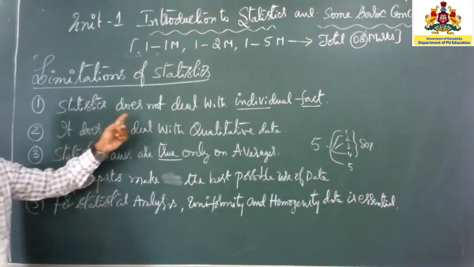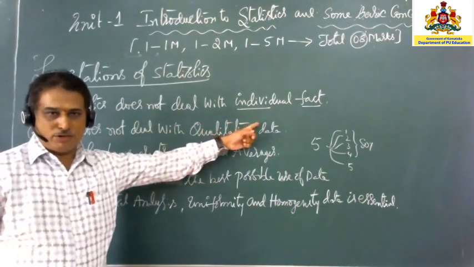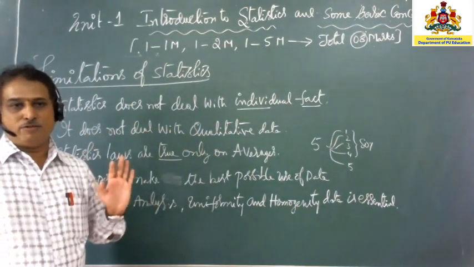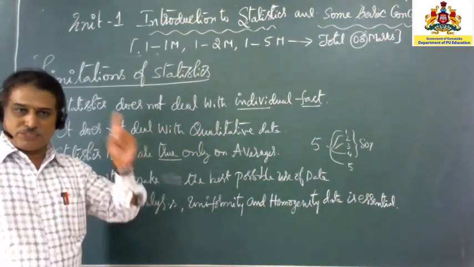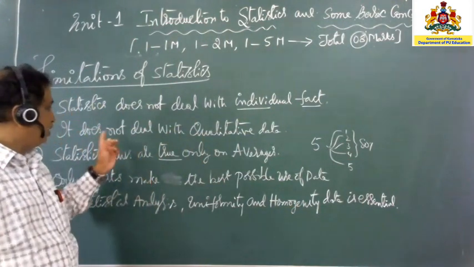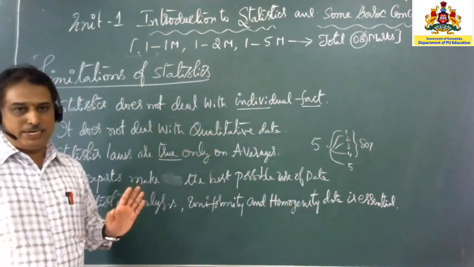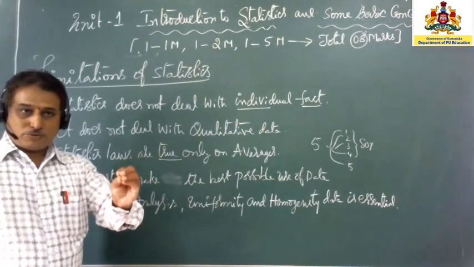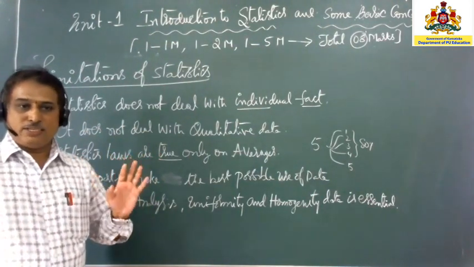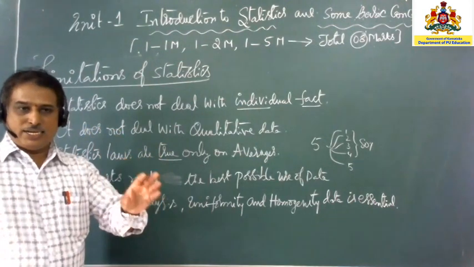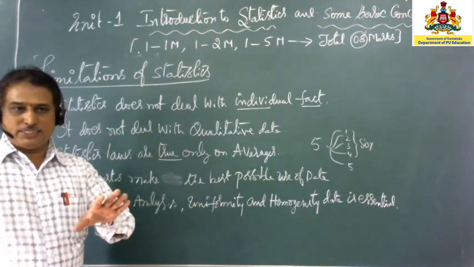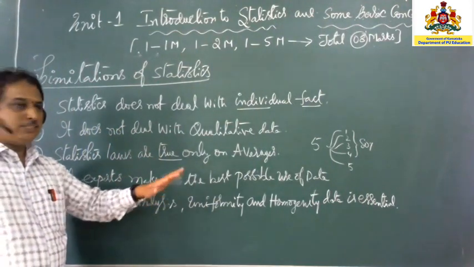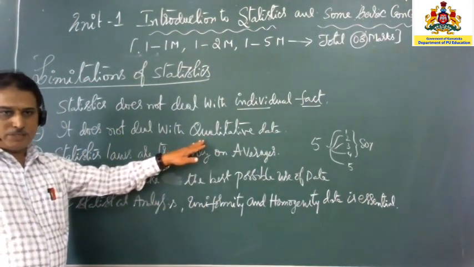First one is statistics does not deal with the individual fact. Statistics does not deal with a single value. Always statistics refers to a group of data. It does not deal with qualitative data. Qualitative characteristics are skin color, honesty, intelligence, sex. All these are qualitative characteristics, which you can't measure and compare.